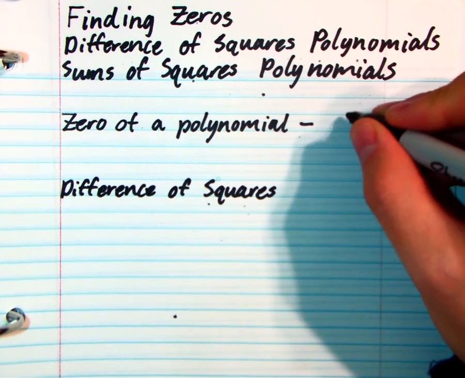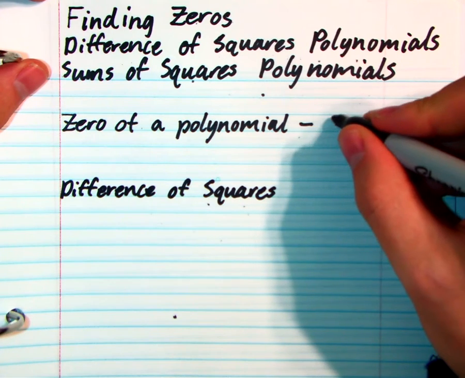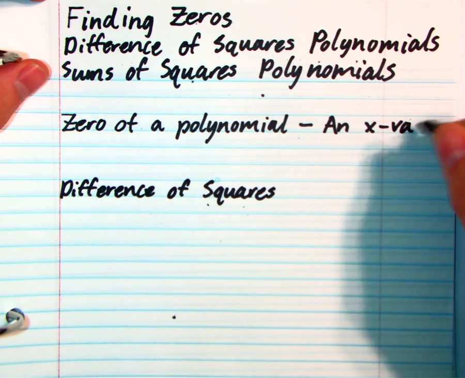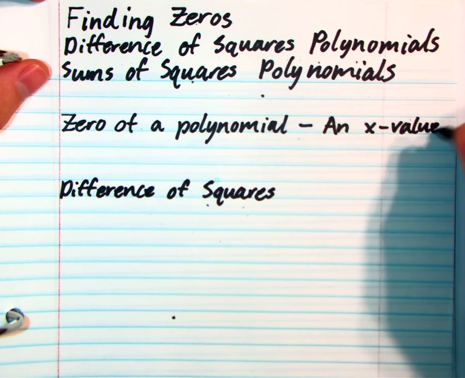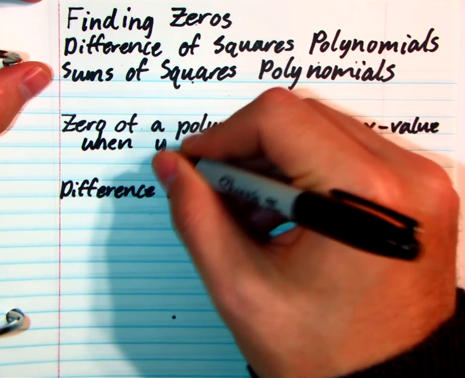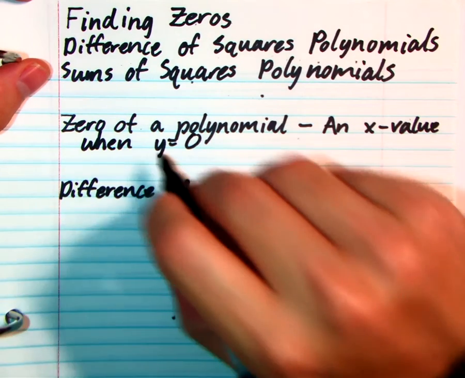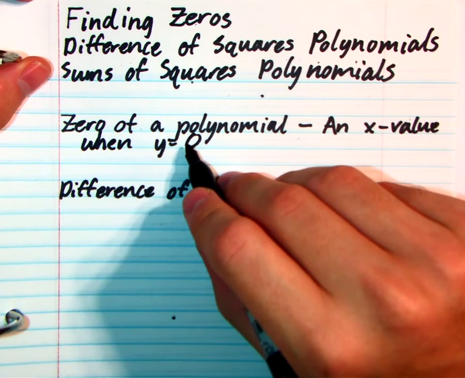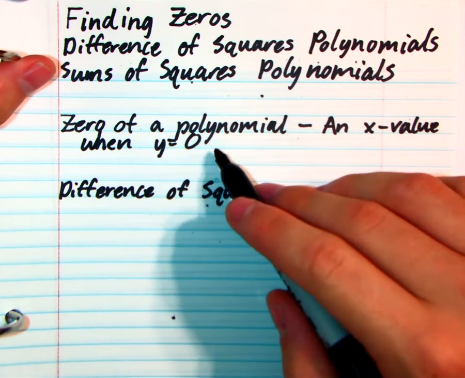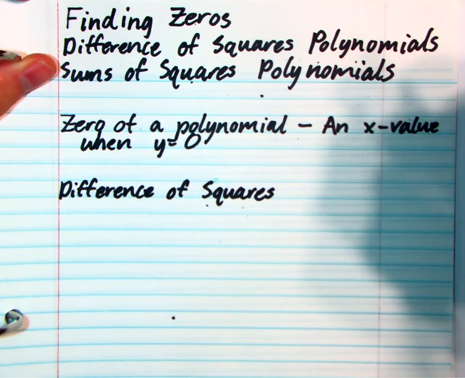First, let's remind ourselves, what is a zero of a polynomial? A zero of a polynomial is an x value, that's some number that x equals, when y is equal to 0. In other words, when my y equals 0, what does x equal? Whatever x can equal when y equals 0, that number is called a zero of my polynomial.